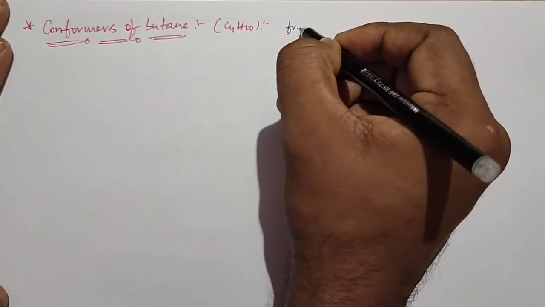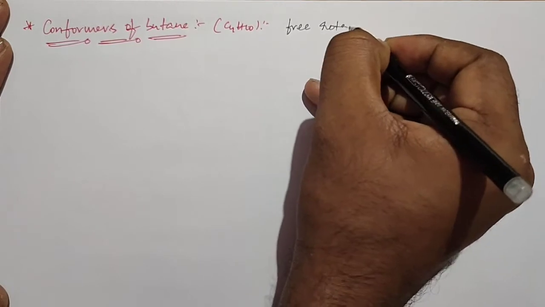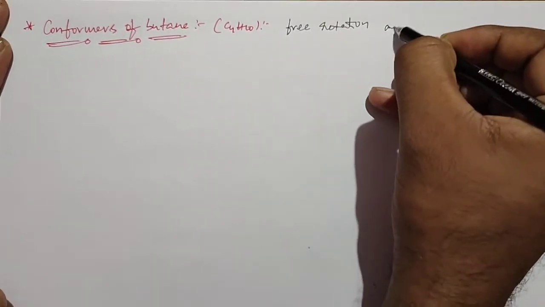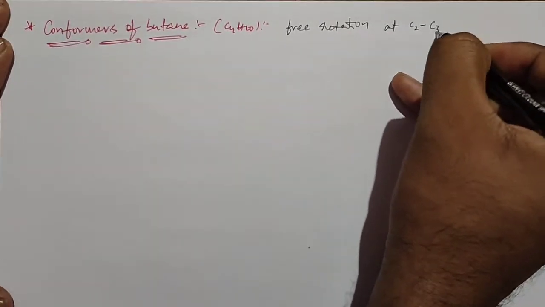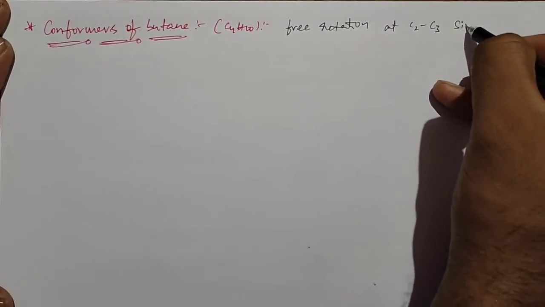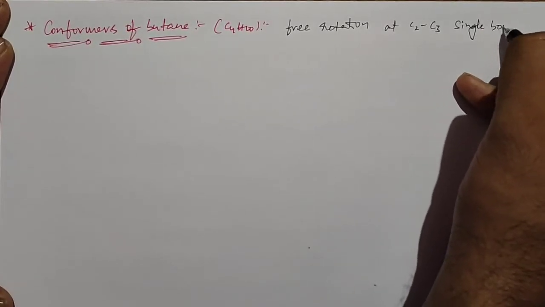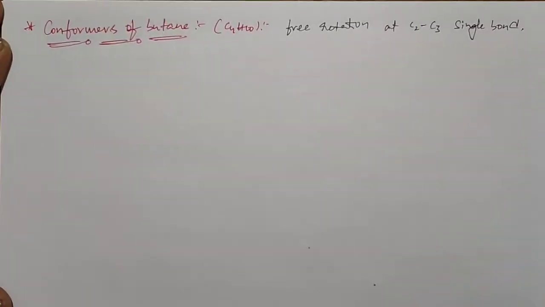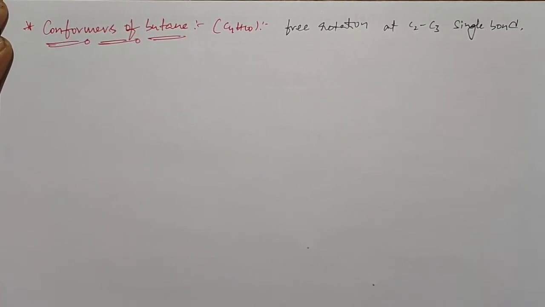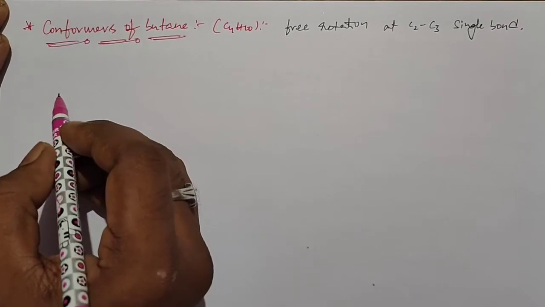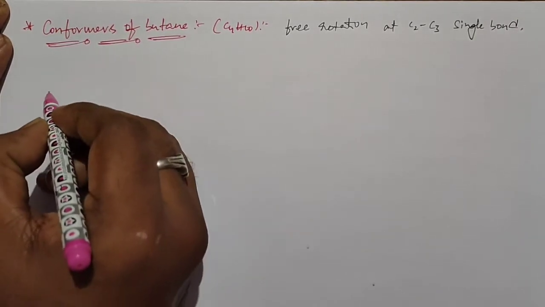So free rotation at the C2-C3 single bond. Okay. Now just a moment, I will draw each and every structure. So the first form is the anti-staggered form.